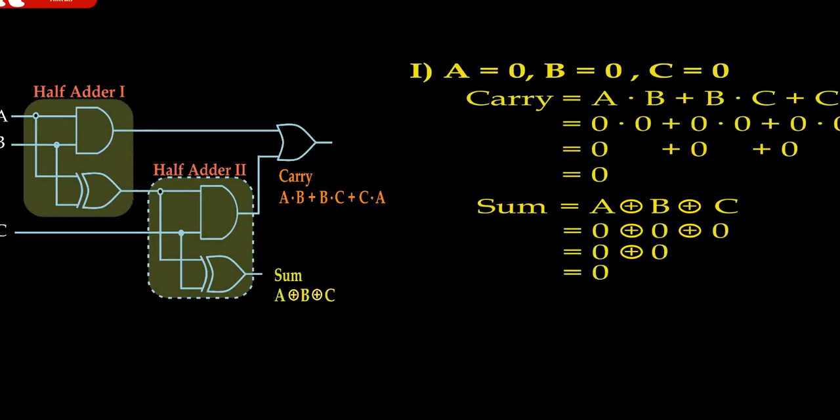First of all, let us see if A equal to 0, B equal to 0 and C equal to 0. Carry will be calculated by the equation A dot B plus B dot C plus C dot A. So here multiplications of 0 will be there, so addition of these zeros will be 0. So carry will be 0. Similarly at the sum, you can see all inputs are low, so the XOR gate's output will be 0.